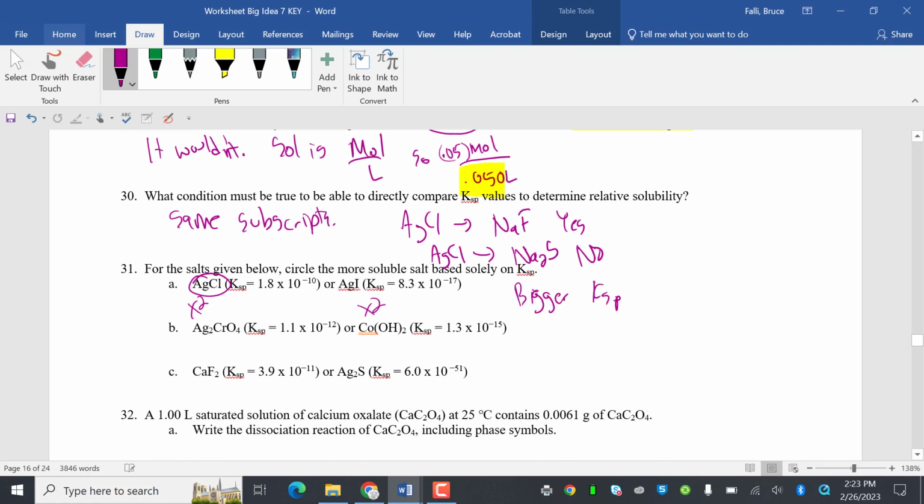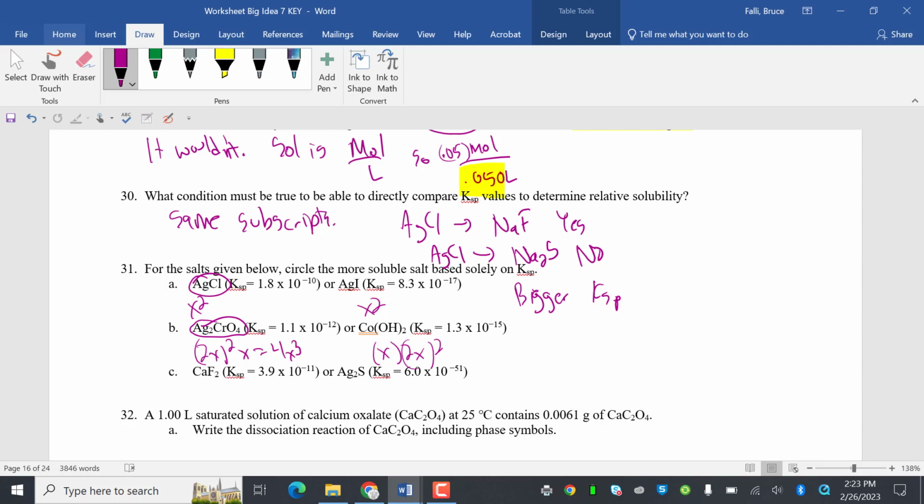Okay, so on this one, I'm going to have 2x squared times x, or x cubed. And over here on this one, I'm going to have x times 2x quantity squared. So those are the same. So I still want the one with the bigger KSP.